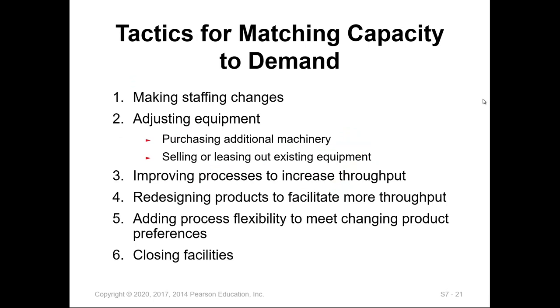Some of the tactics that can be used to match capacity to demand are to hire more personnel and/or purchase additional equipment to increase capacity, and to sell or lease existing equipment to decrease capacity. We can also analyze current processes and have a continuous improvement process in place to increase throughput. We can redesign products to facilitate more throughput, using modular designs, changing the material used, or any other design-related options to increase that throughput.